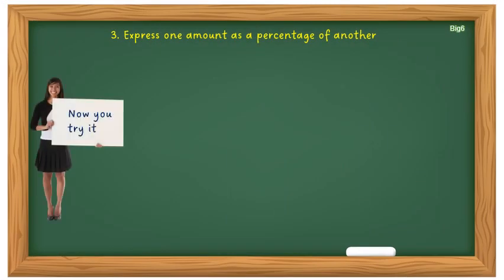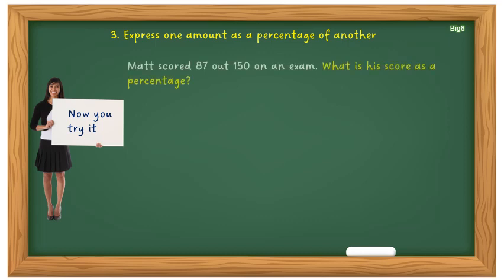Okay, now you try it. Matt scored 87 out of 150 in an exam. What is the score as a percentage? Pause the video, see how you got on. So how did you do? Alright, there you go. If you got 58%, well done.